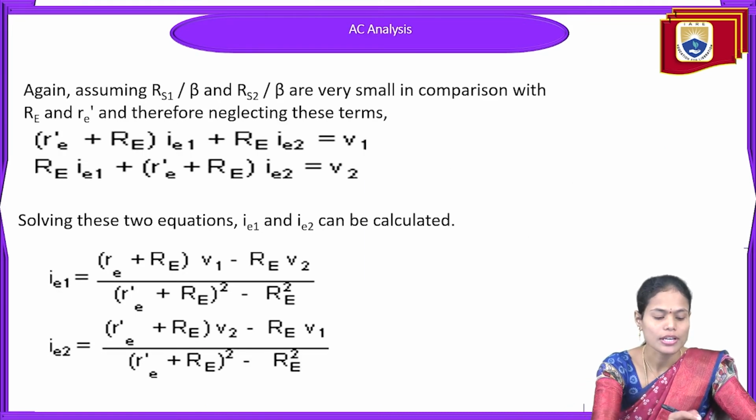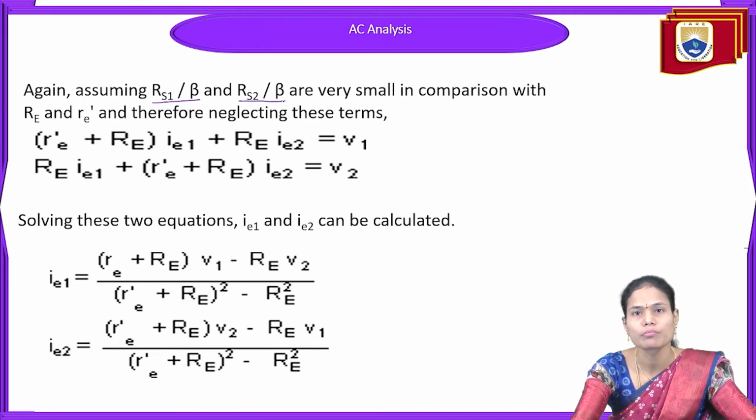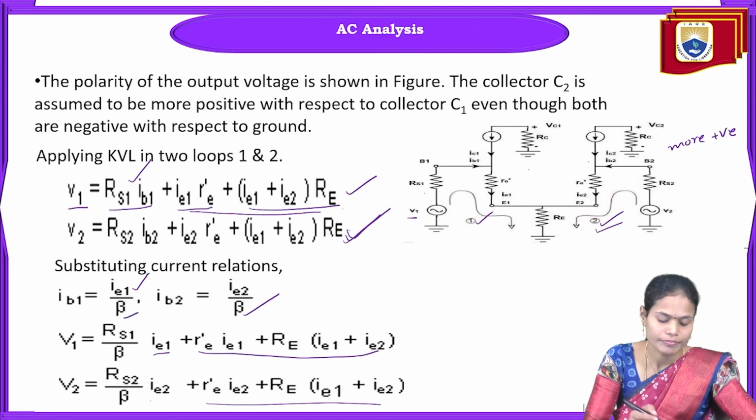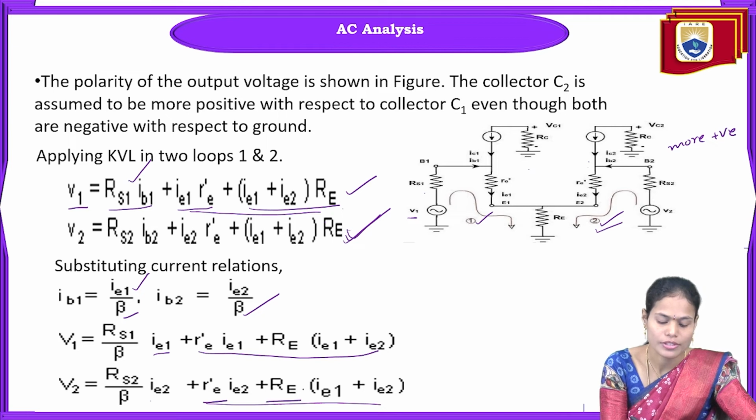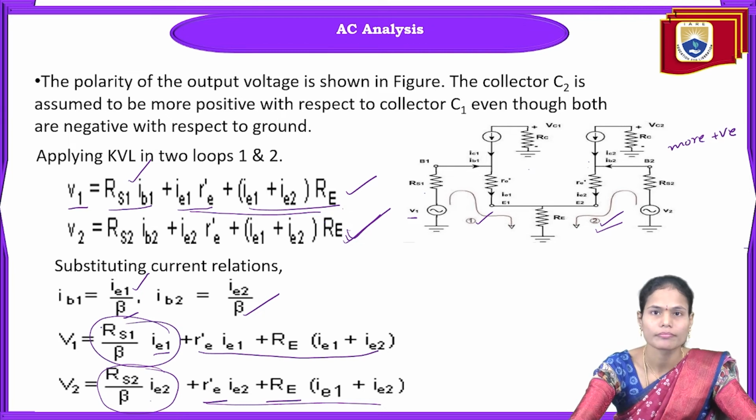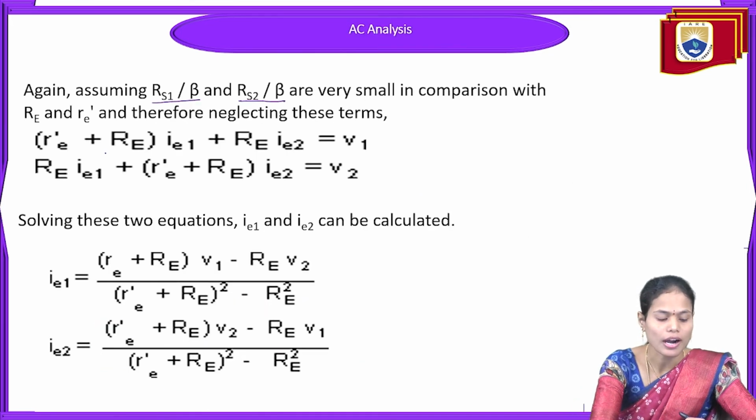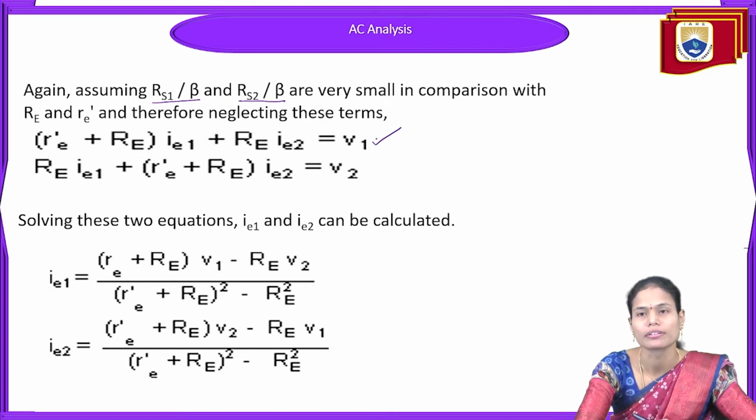Again, we are assuming RS1 by beta as well as RS2 by beta are very small compared to RE as well as RE dash. These values are very high compared to those terms, so we can neglect these two terms. After neglecting them, we get (RE dash plus RE) into IE1 plus RE IE2 equal to V1 from the first equation, and similarly from the second equation we get this.